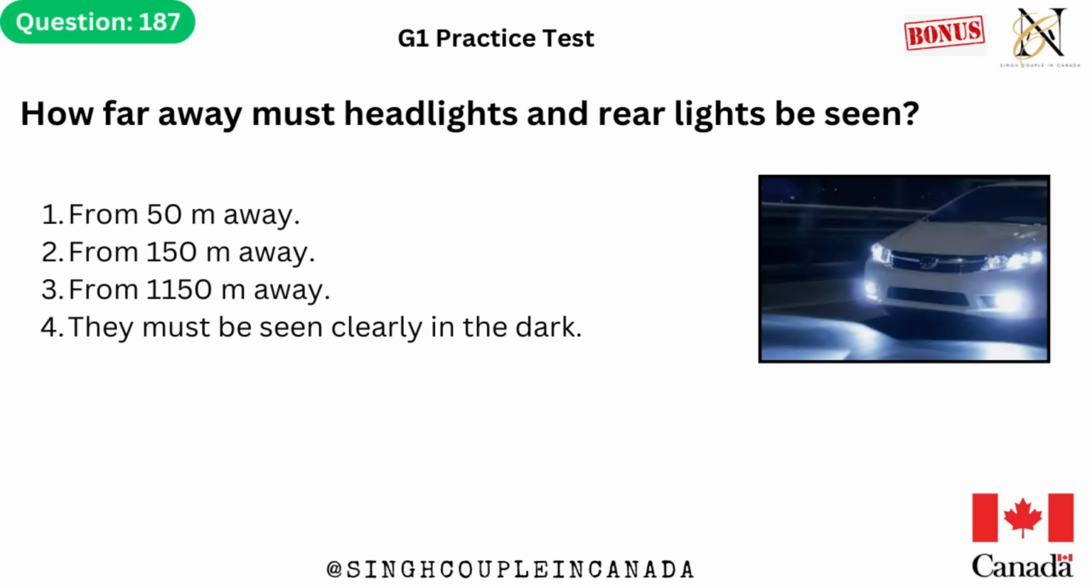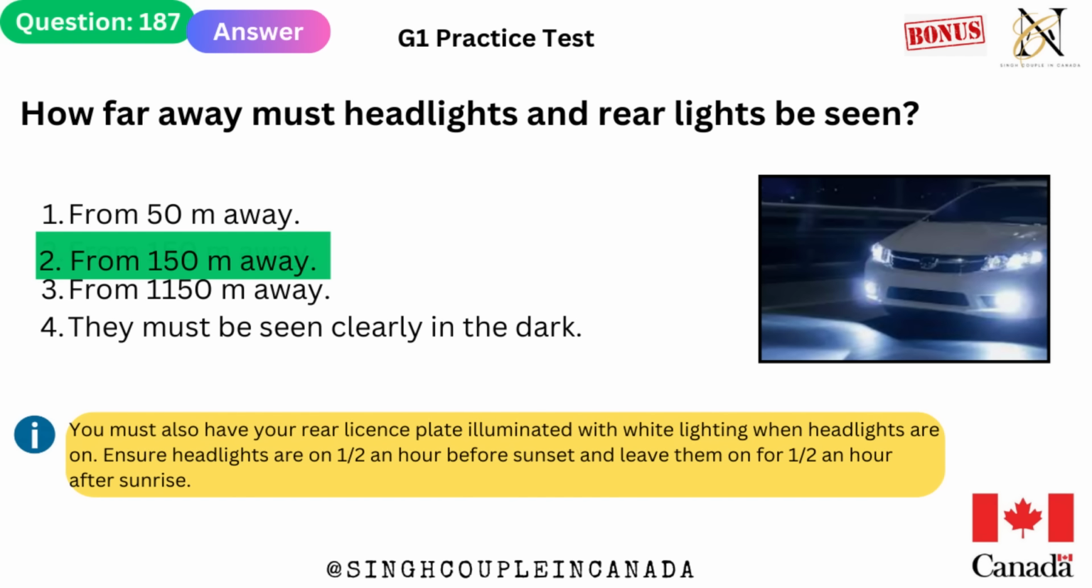How far away must headlights and rear lights be seen? 1. From 50 meters away. 2. From 150 meters away. 3. From 1150 meters away. 4. They must be seen clearly in the dark. The answer is 2. From 150 meters away.